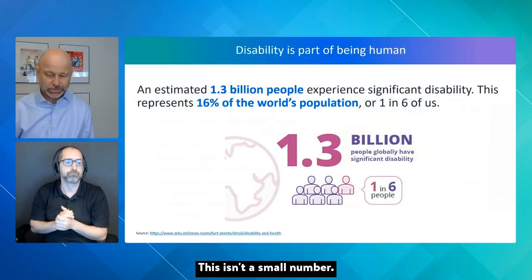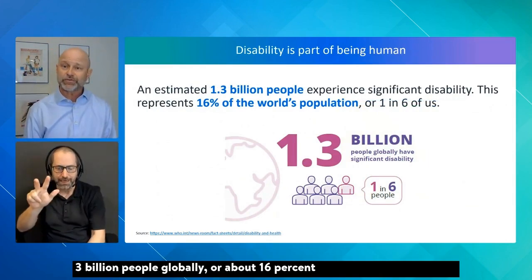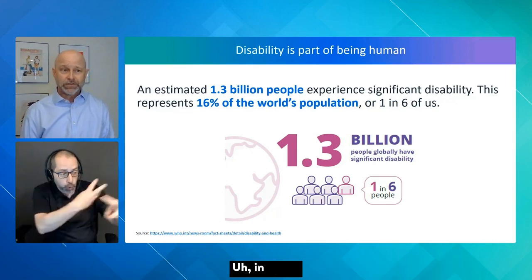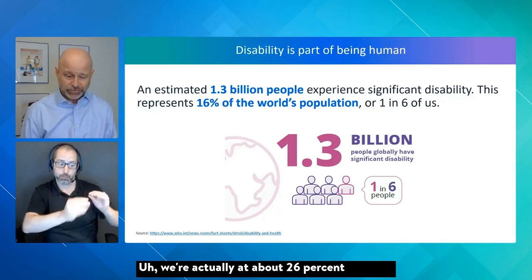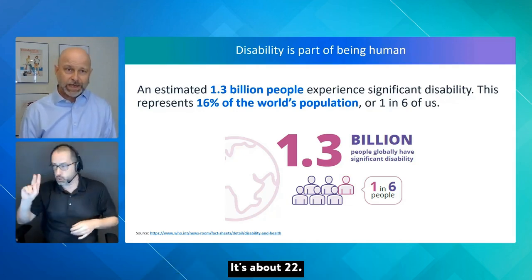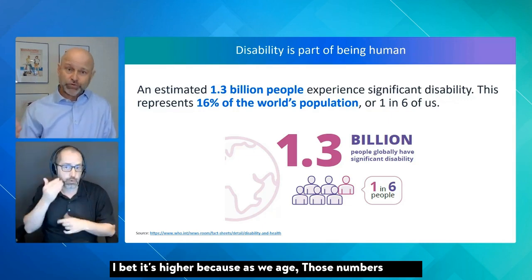This isn't a small number. We're talking 1.3 billion people globally, or about 16% of the world's population. In the US, the numbers are a little bit higher. We're actually at about 26%. In the UK, it's about 22. I don't know the number for Japan. I bet it's higher because as we age, those numbers go up.